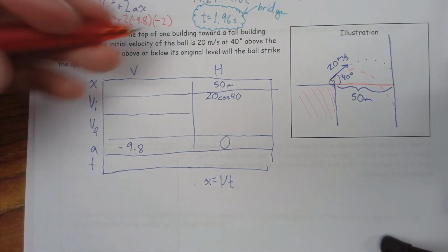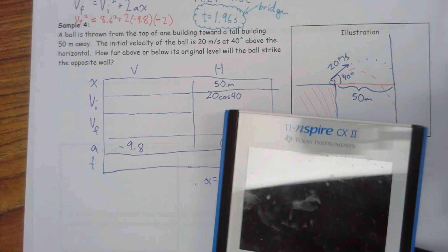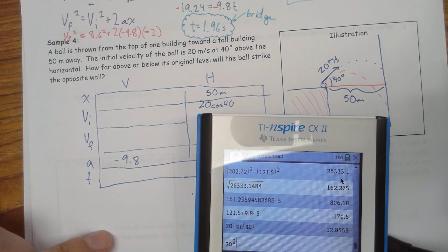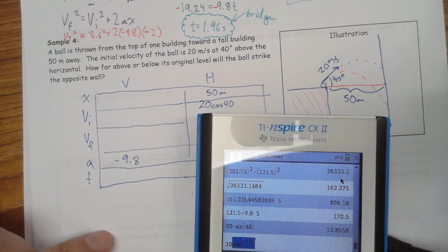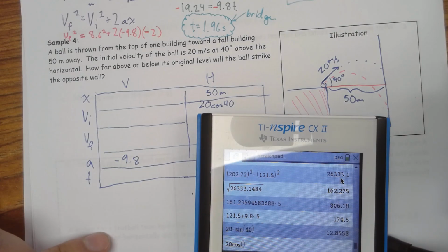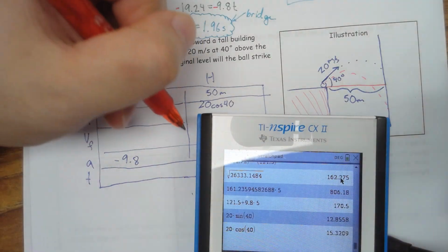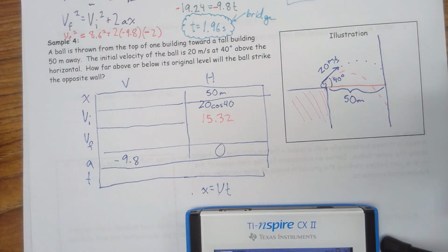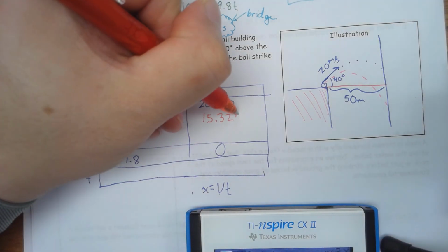So 20 cosine 40, we could solve for that. Calculator. 20. No. What do I need? Trig. Cosine. I don't need that squared. 40. 20 cosine 40. Degree mode. 15.32. And so we're going to cross 50 meters with a speed of 15.32 meters per second.